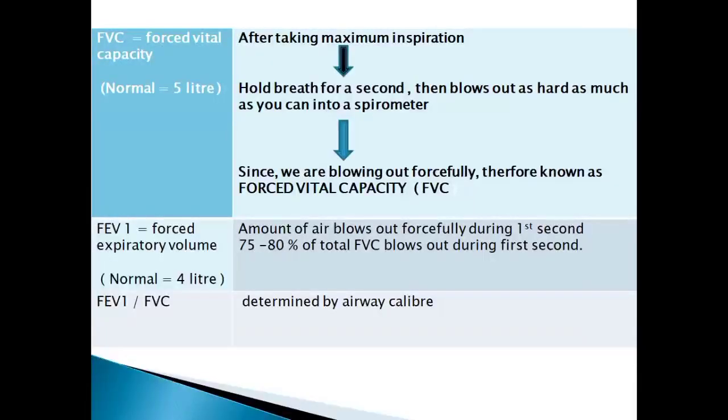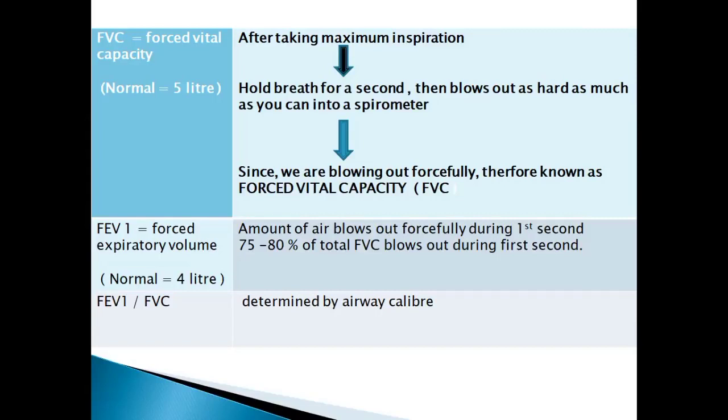So what it is that after taking maximum inspiration, we have to hold the breath for a second and then blow out as hard as we can into a spirometer. Since we are blowing out forcefully, it is known as forced vital capacity, that we had told in the initial part. Okay, so this is the forced vital capacity.